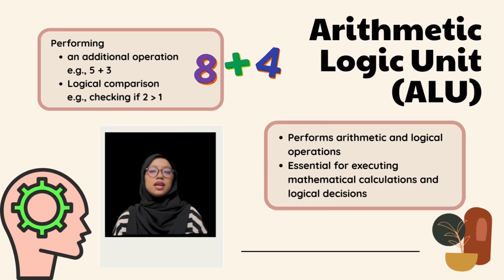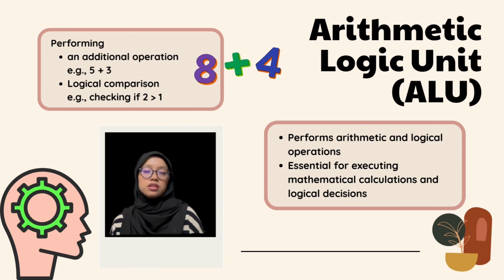The second component in the processor is the arithmetic logic unit, or what we call the ALU. So what does it do? It performs arithmetic and logical operations, and it is also essential for executing mathematical calculations and logical decisions. An example of what the arithmetic logic unit does is performing an addition operation, like 5 plus 3, or a logical comparison, like checking if 2 is larger than 1. So that is basically an example of what the arithmetic logic unit does.